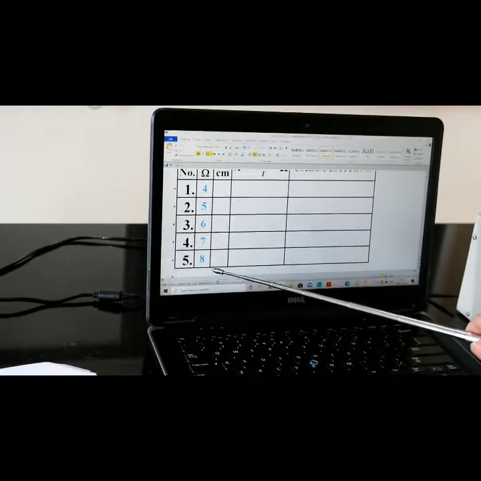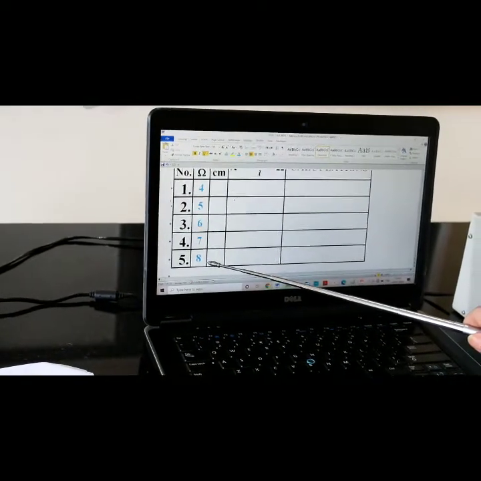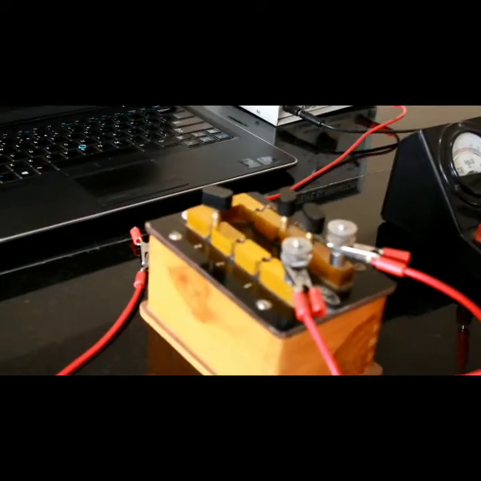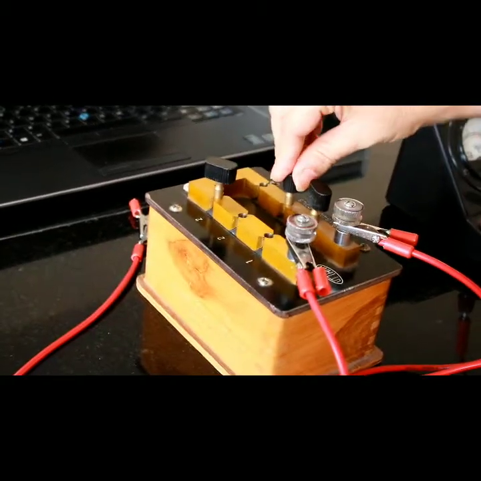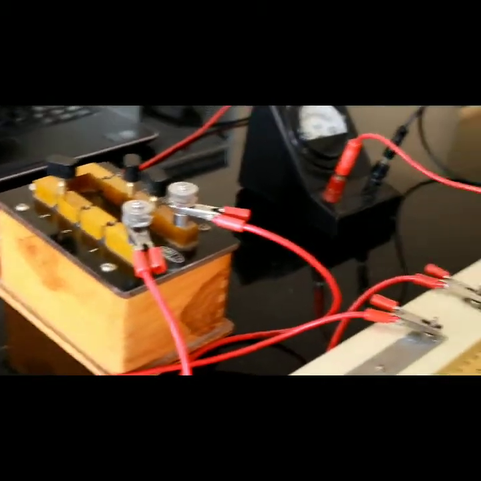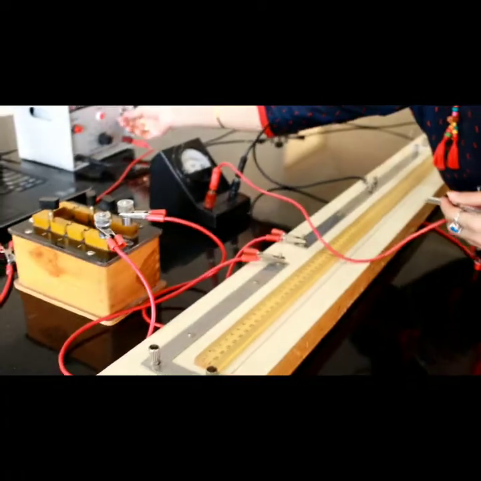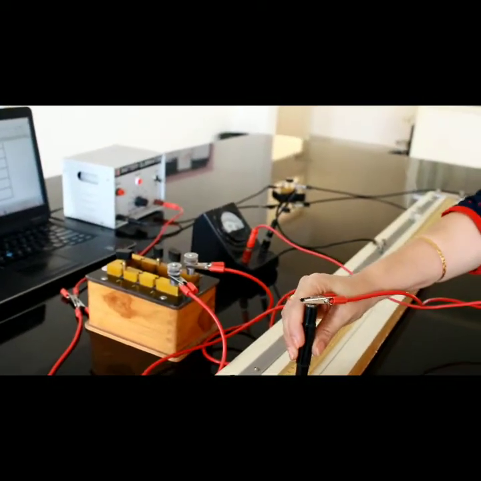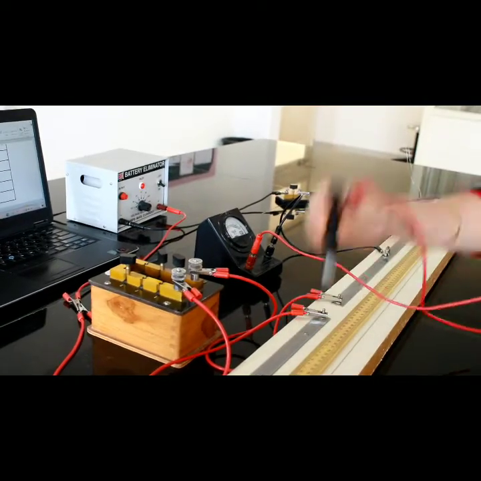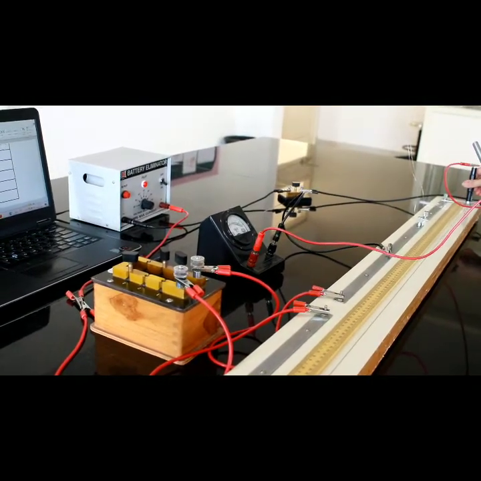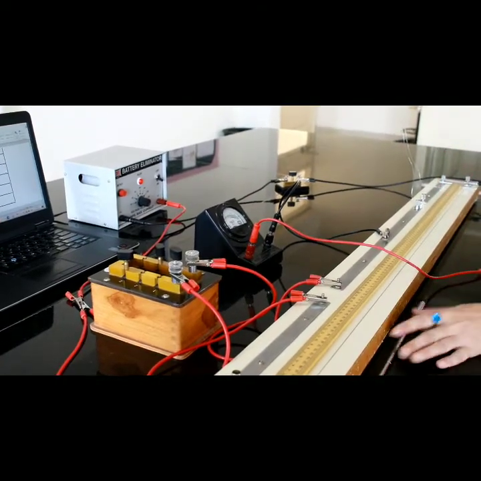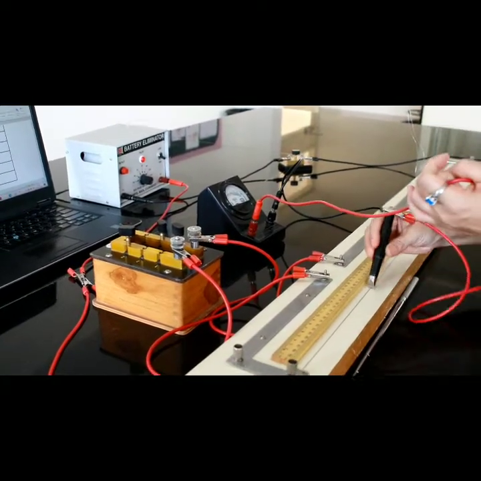So we move on to the last trial. 8 ohms we need to unplug from the resistance box. So this is 5, 6, 7 plus 1, 8. So 8 ohm, we'll tighten the other keys and we'll put on the battery and check for opposite deflection. So it is deflecting to the right and here this side to the left. Then we will take the balance length.